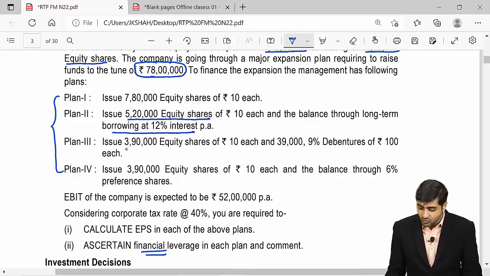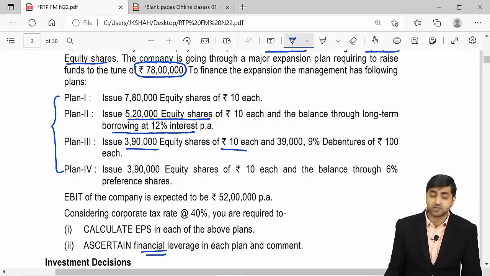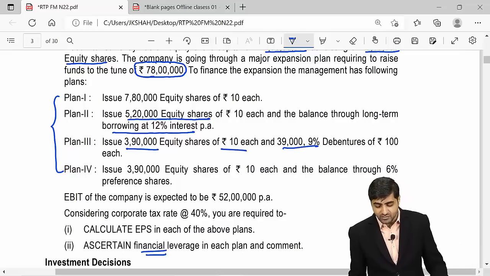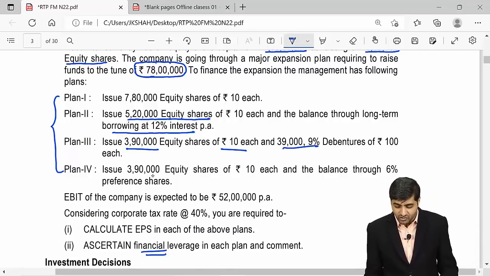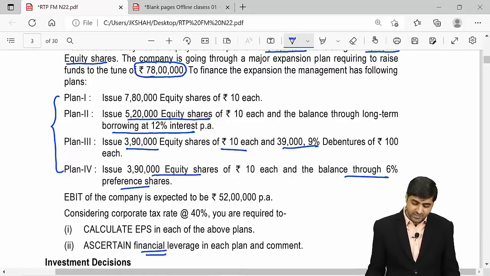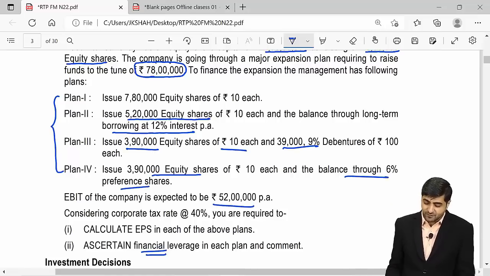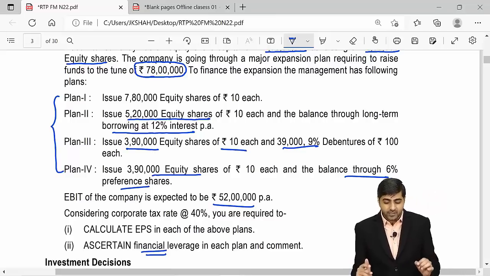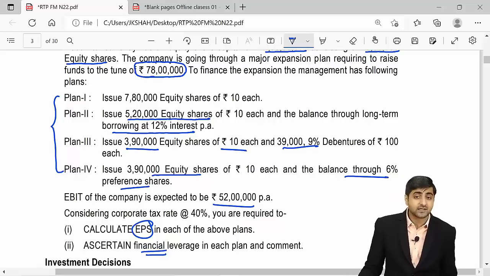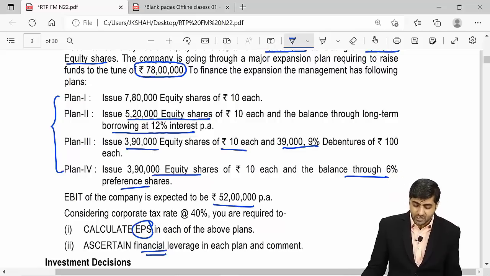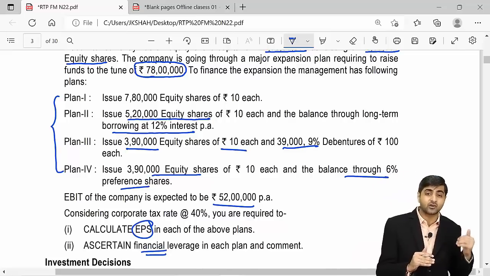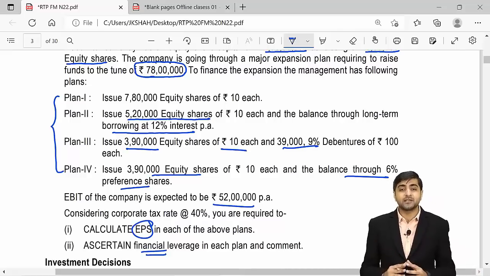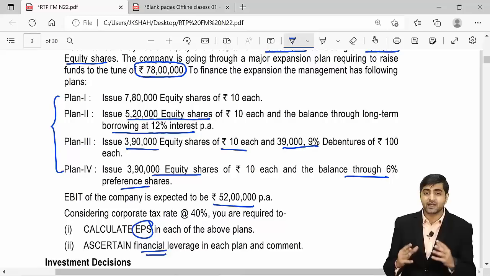Your plan 3 has 3,90,000 equity share of 10 each, and then there is 39,000 9% debenture of rupees 100 each. And your plan 4 also has a combination of equity and preference shares. And the EBIT is expected to be rupees 52 lakhs, and we are required to calculate the EPS in each of the above plans. So how do you calculate your EPS? So for that we have to prepare the income statement, which we start with your EBIT, which is available as 52 lakhs, from which you will be now subtracting your interest. Then we will be getting EBT. Then we will be subtracting your tax, we will be getting NPAT.